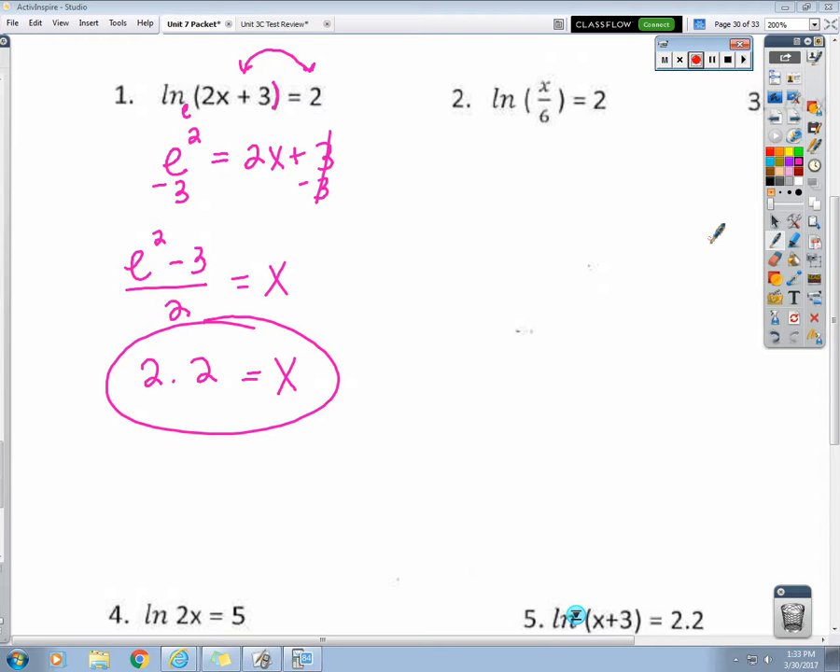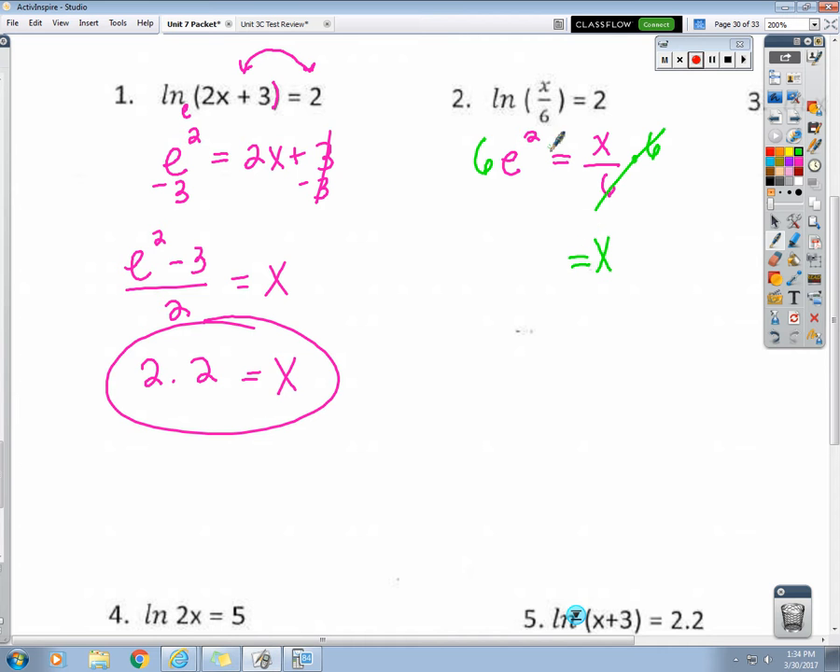Okay, so since it's in log form and it's a natural log, when I rewrite it as an exponential, it'll be base e, and then the 2 will be the exponent, and it'll equal x divided by 6. Now to solve for x, what will I do on both sides? Multiply by 6. And then multiply this side by 6. So x equals 6 times e squared, basically.